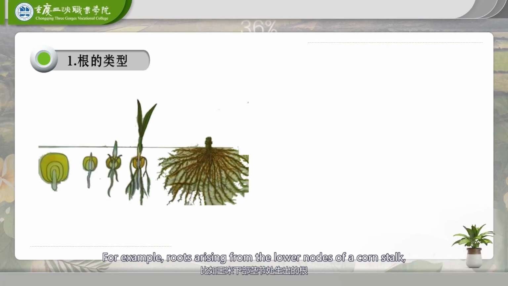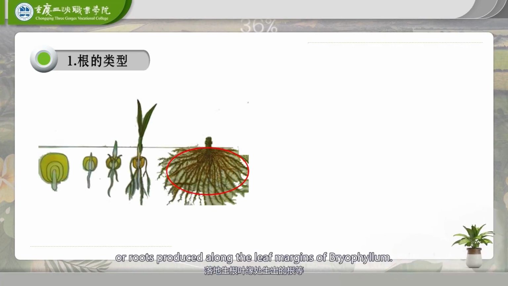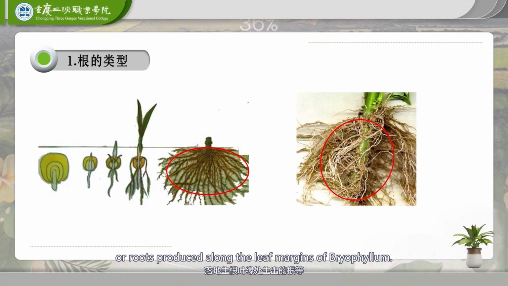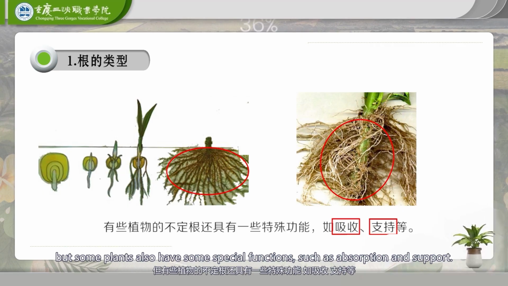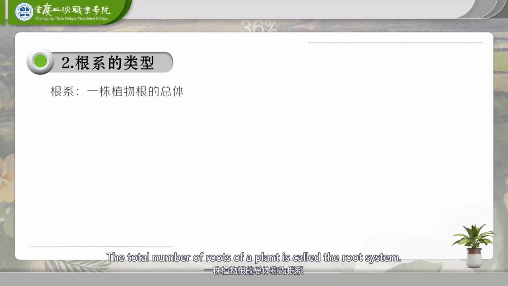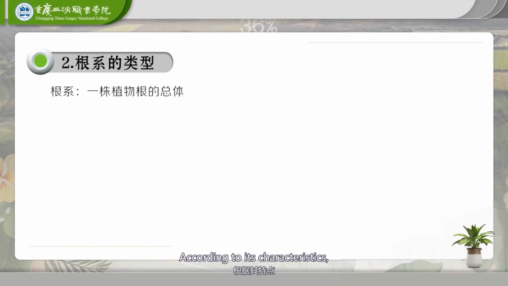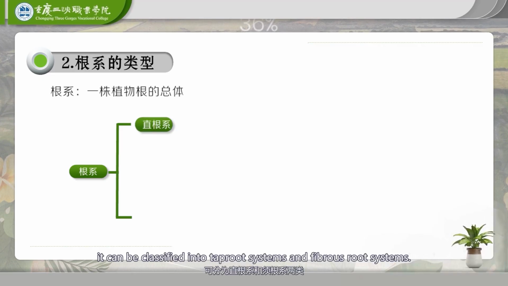For example, roots arising from the lower nodes of a cornstalk, or roots produced along the leaf margins of bryophyllum. Adventitious roots share the same structure and physiological functions as definite roots, but some plants also have some special functions, such as absorption and support. The total number of roots of a plant is called the root system. According to its characteristics, it can be classified into taproot systems and fibrous root systems.